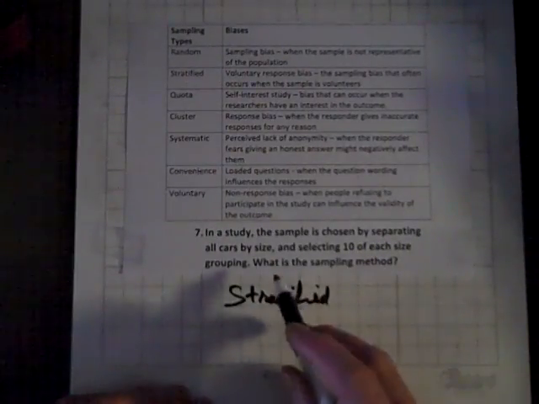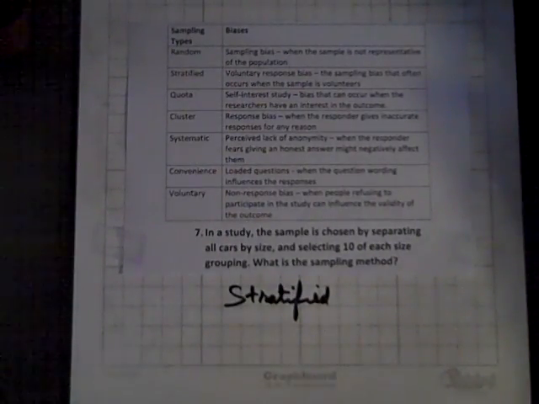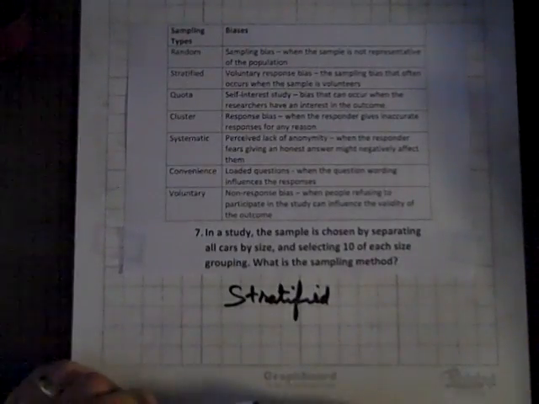Because what happened here, they chose the cars by size, so they grouped them in terms of size, and that's all there is to it.